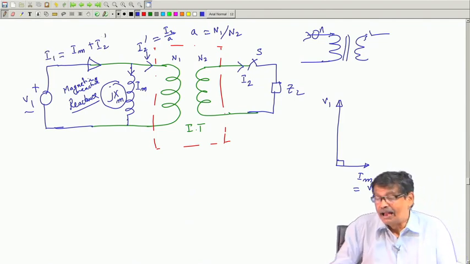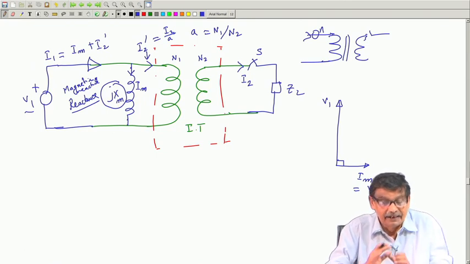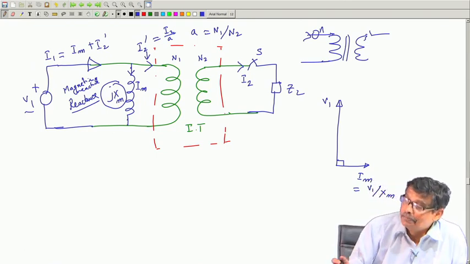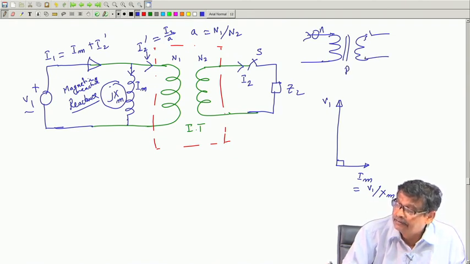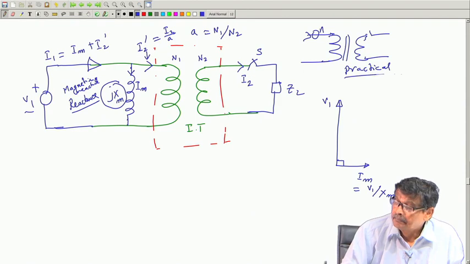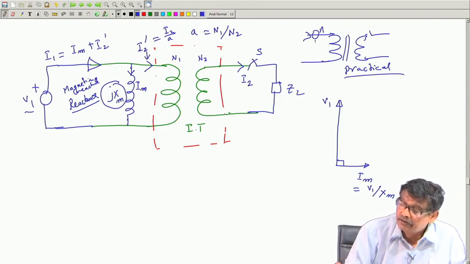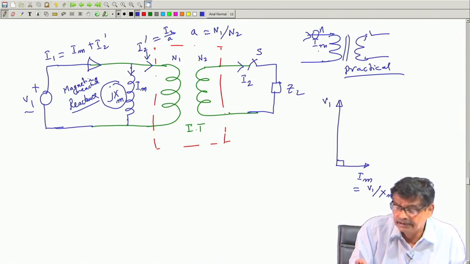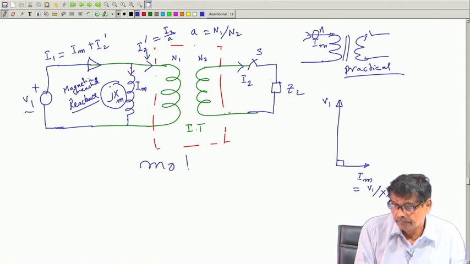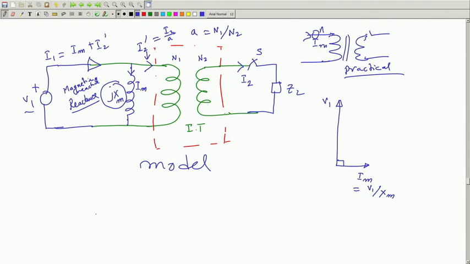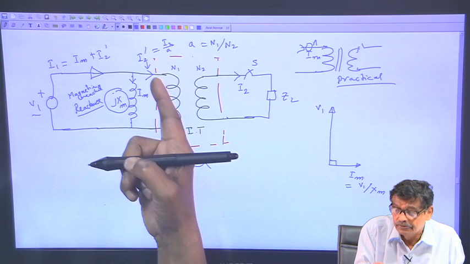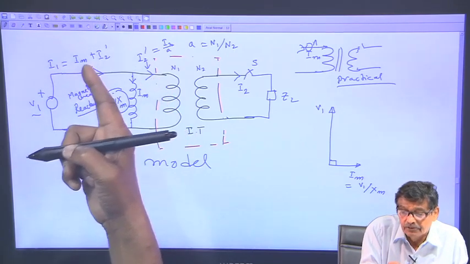You have to add this, and this is exactly and correctly representing what I have observed in a practical transformer with S open. With S open, current drawn is Im, is it? Yes, in this model, this is a model, mind you. This model comprises an ideal transformer with a reactance. With S open, current drawn is Im, because there was no I2, there is no I2 dashed, so I1 is equal to Im.